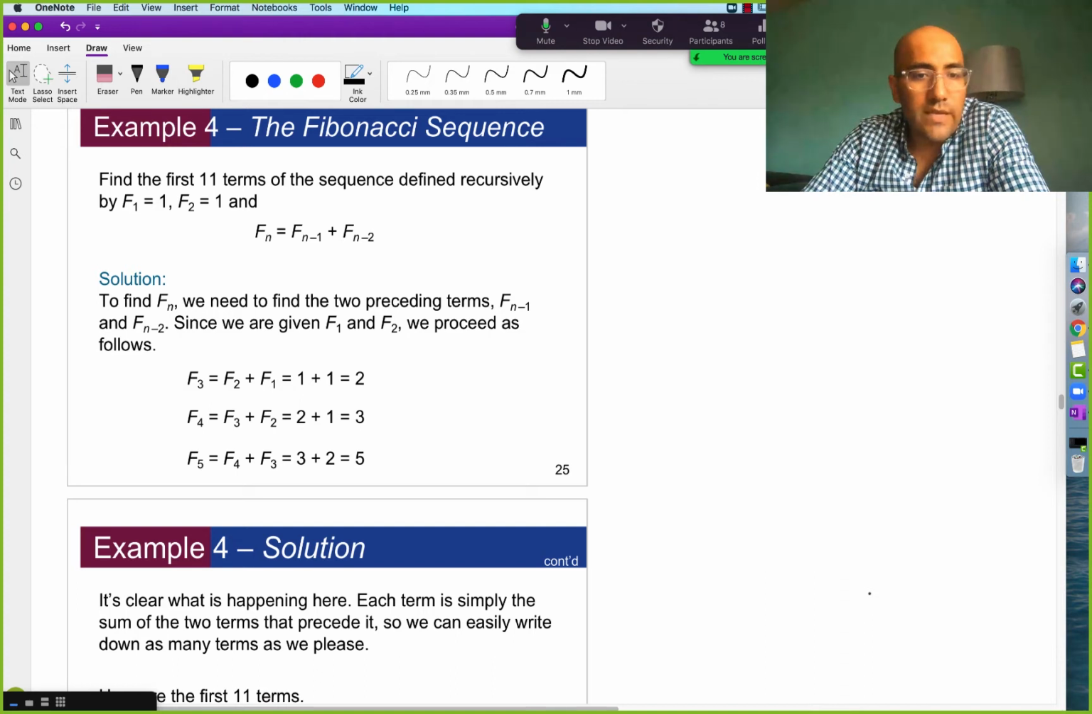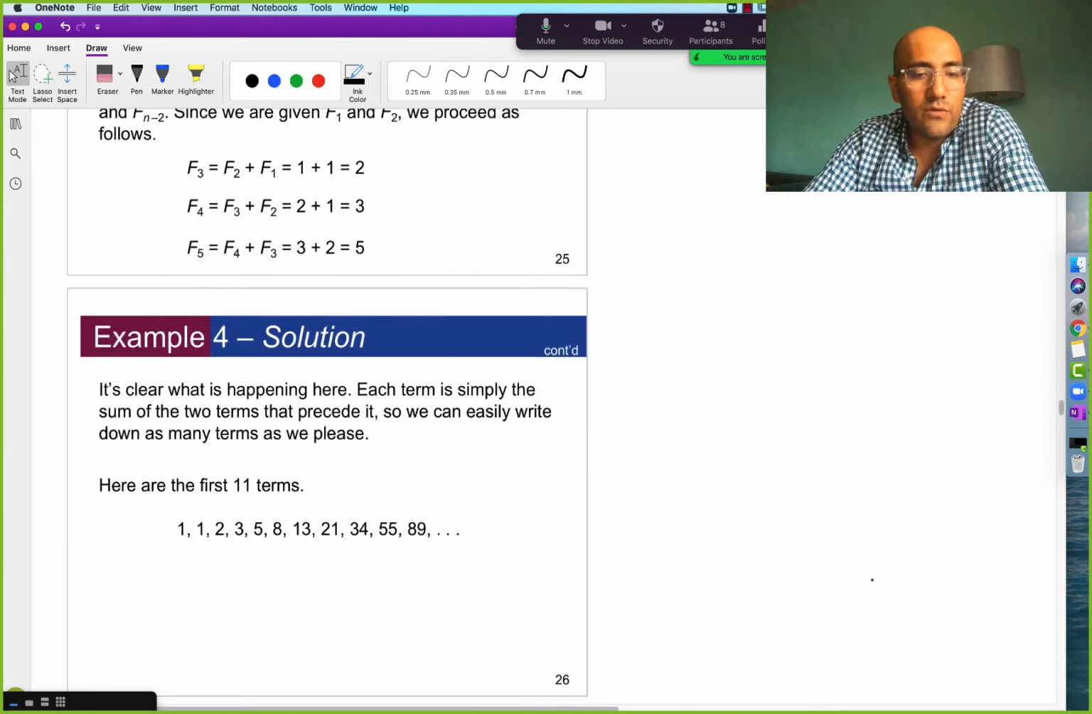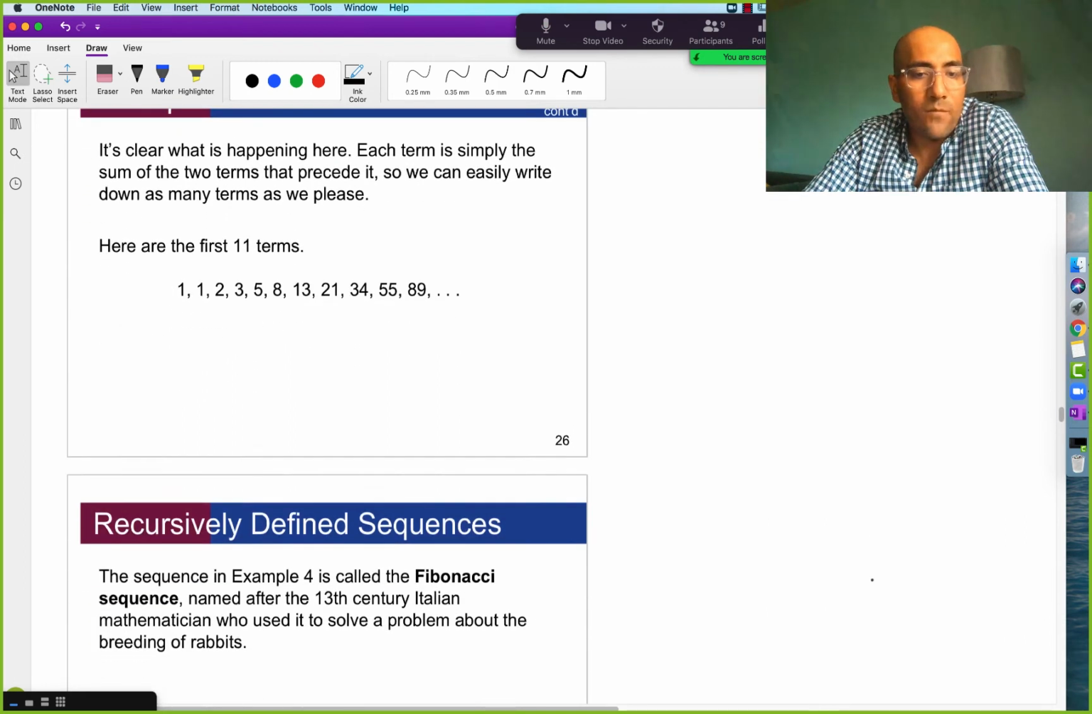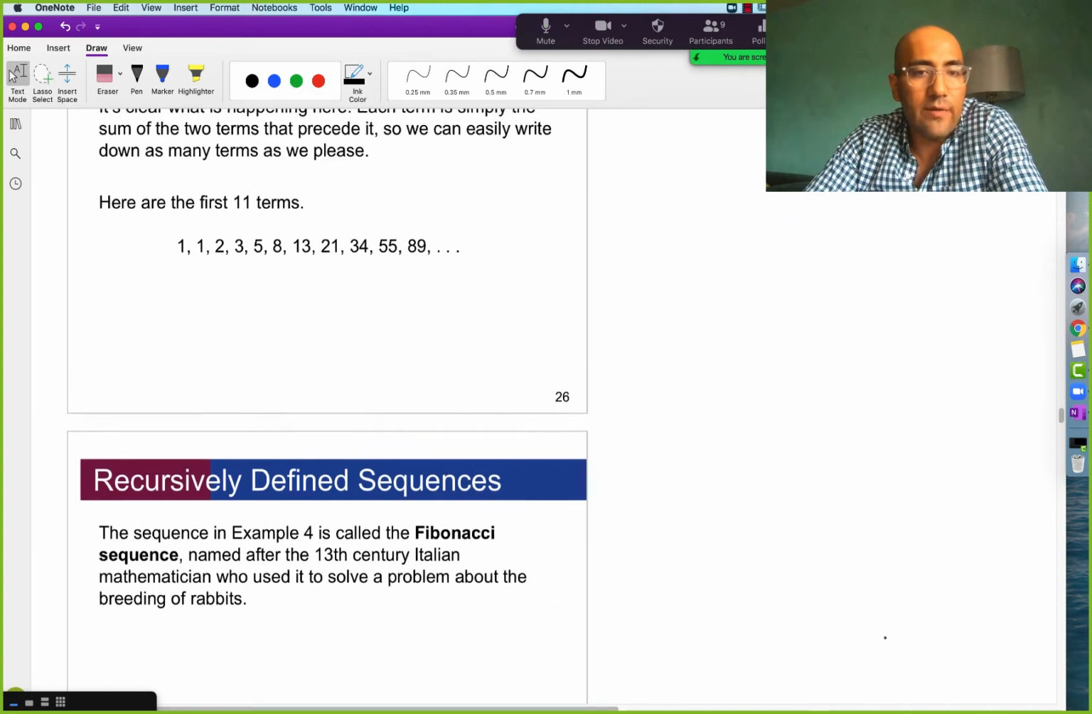So same as what I did. f of 3 equals the sum of f of 2 plus f of 1. f of 4 equals f of 3 plus f of 2. Okay? So you can slowly build out your sequence until you get to all the 11 numbers that they wanted. So this is called the Fibonacci sequence, named after the 13th century Italian mathematician who used it to solve a problem about the breeding of rabbits.